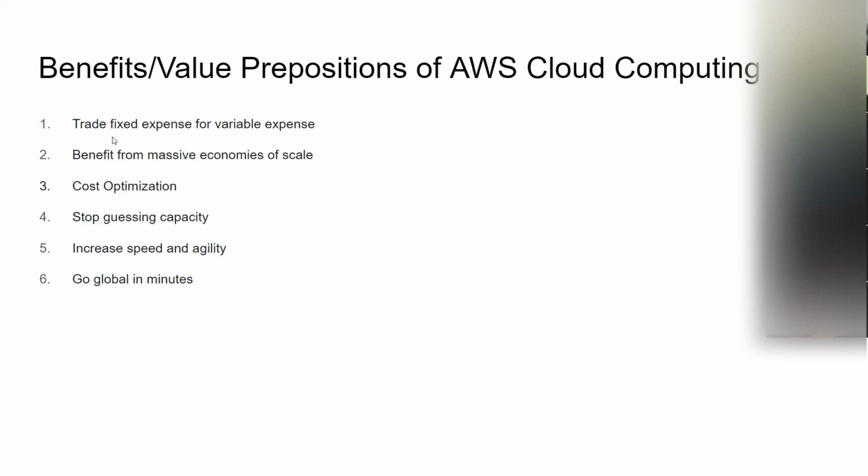The first one is you trade your fixed expense for variable expense, meaning that you don't have to pay fixed expense. You don't have to pay capital investment. You don't have to pay money upfront. You only now pay for what you use. Then you benefit from massive economies of scale, because AWS buys in bulk. They tend to indirectly pass the discount to you rather than you going out there and buying it yourself. When you buy at retail price, it's more expensive than buying in bulk, and you don't have the money to buy in bulk. So AWS buys in bulk and they indirectly pass that discount to you.